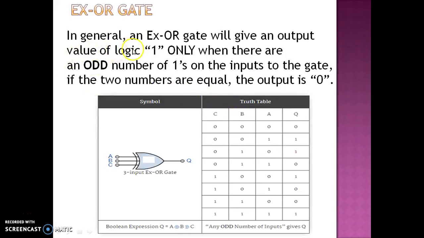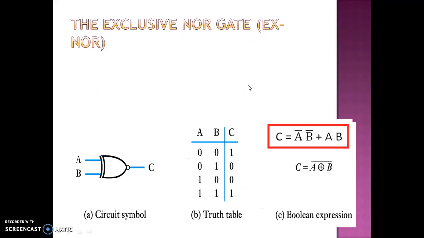In general, an XOR gate will give an output value of logic 1 only when there is an odd number of 1s on the inputs to the gate. If the two inputs are equal, the output is 0.